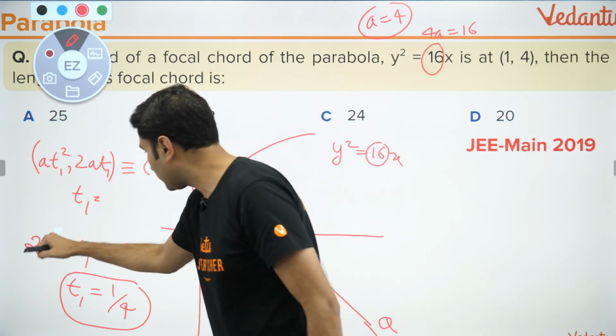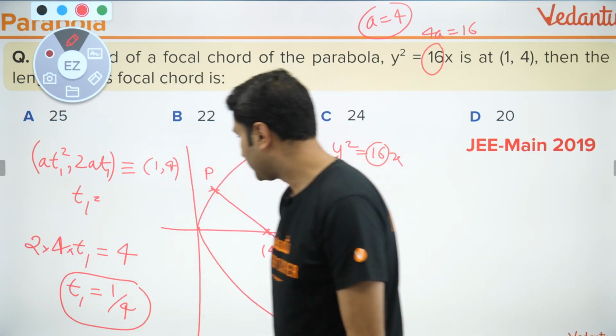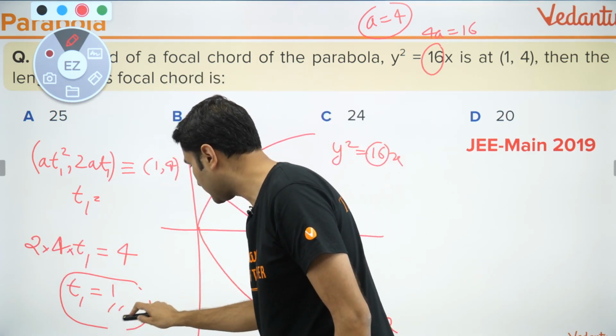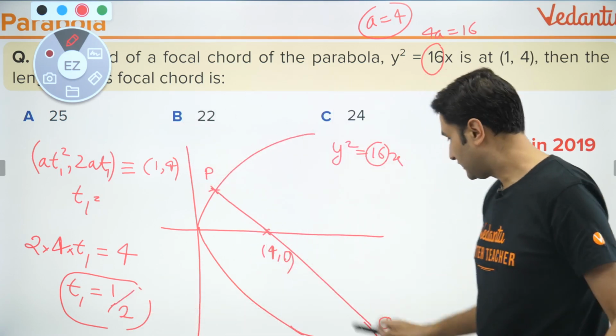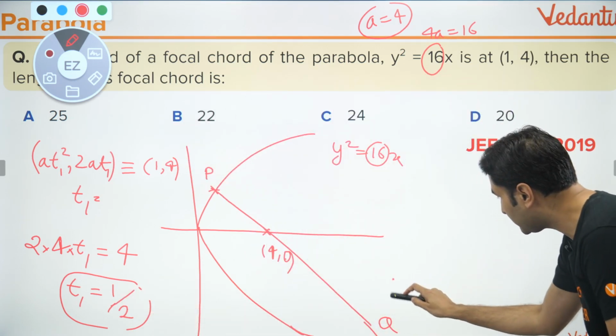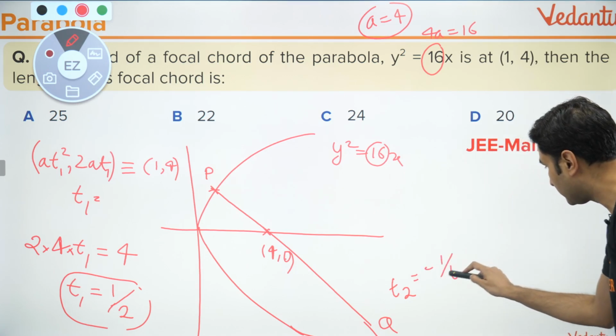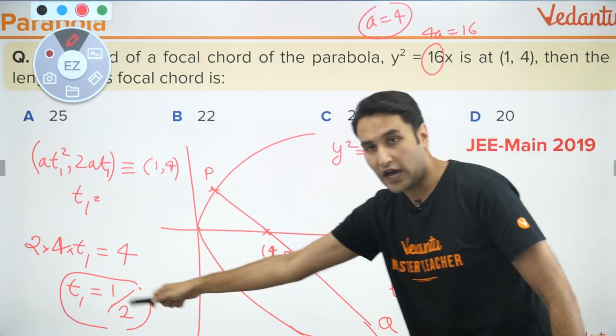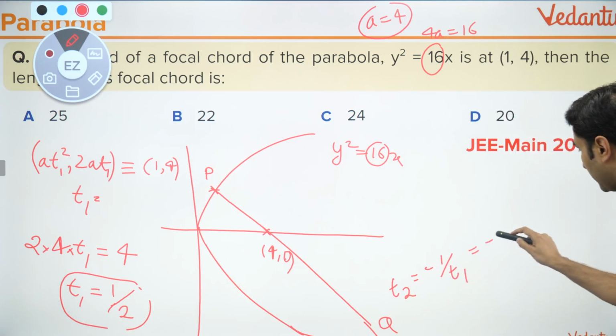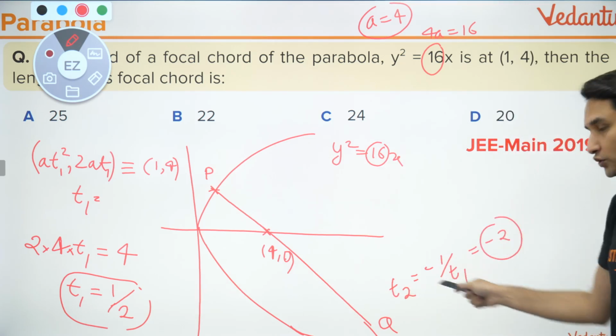(4,0). तो ये कितना हो गया? This is 4. ठीक है? तो ये कितना हो गया? This is half. Agree? तो इसका t कितना हो जाएगा बच्चों? ये t2 है. t2 कितना होगा? t2 is -1 upon t1. t1 कितना आया था? Half. तो ये कितना हो जाएगा? This will be -2. So t2 is -2.